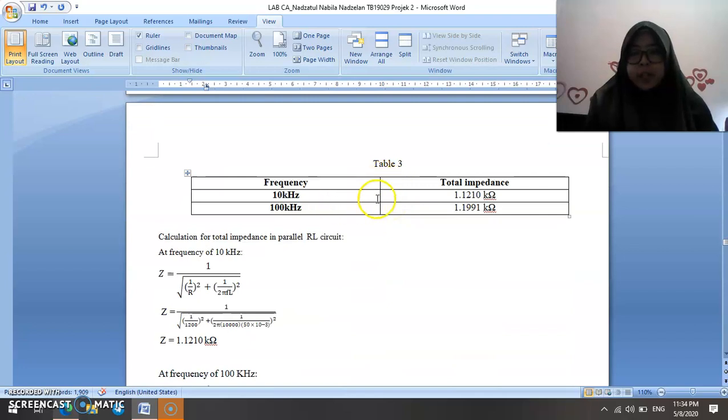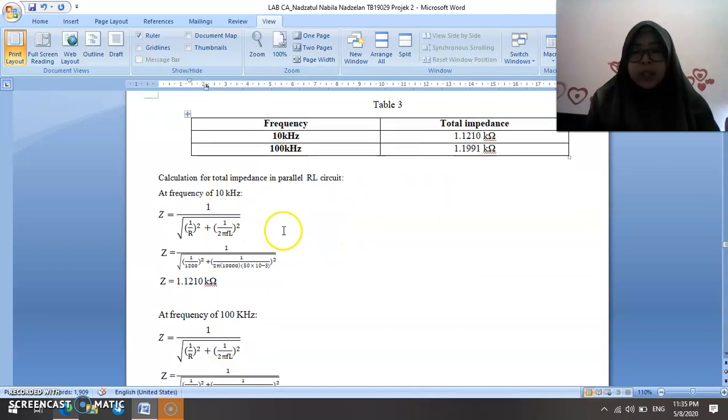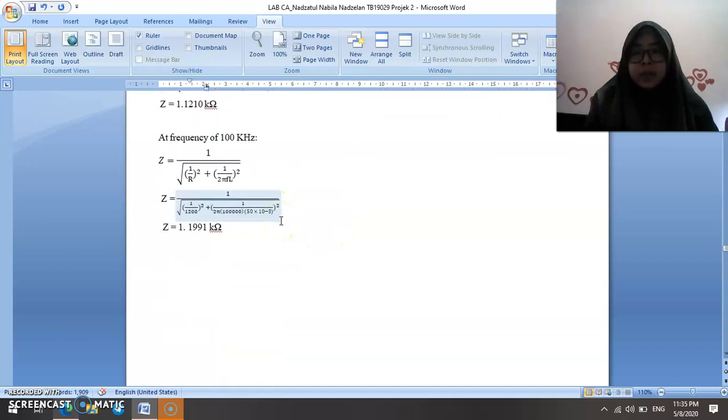For table 3, for the frequency 10 kHz, the total impedance was 1.1210 kilo ohm. For 100 kHz, the total impedance was 1.1991 kilo ohm. The calculations are made at the middle of the table.